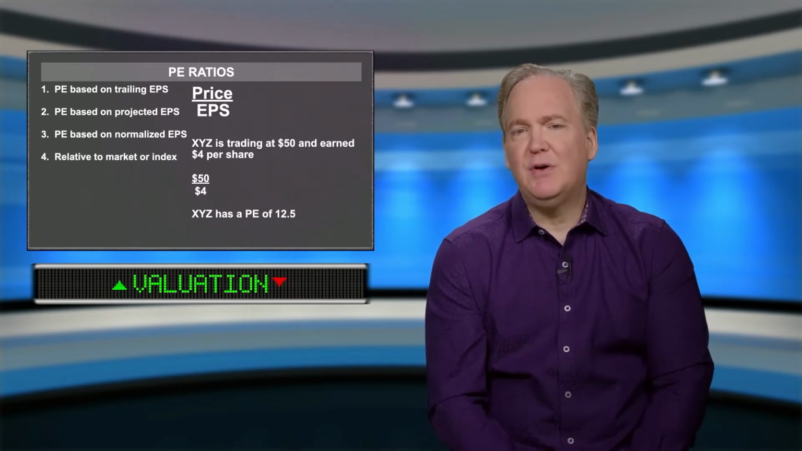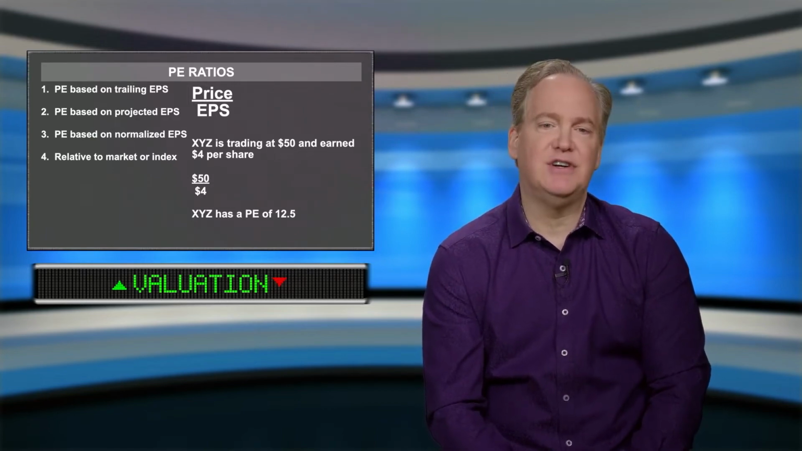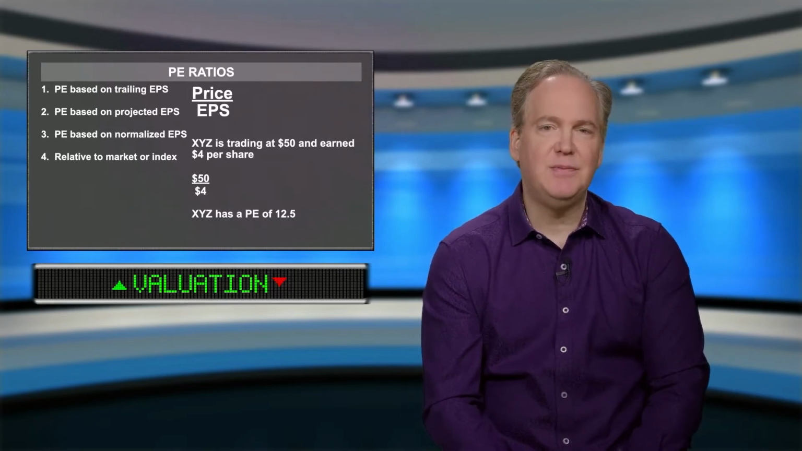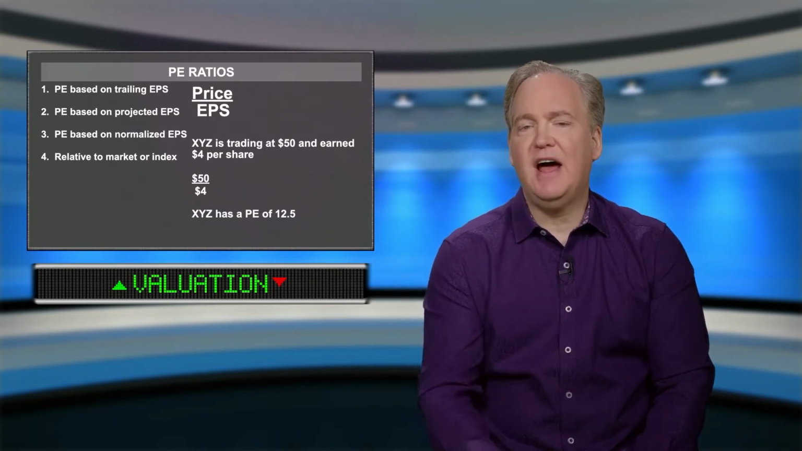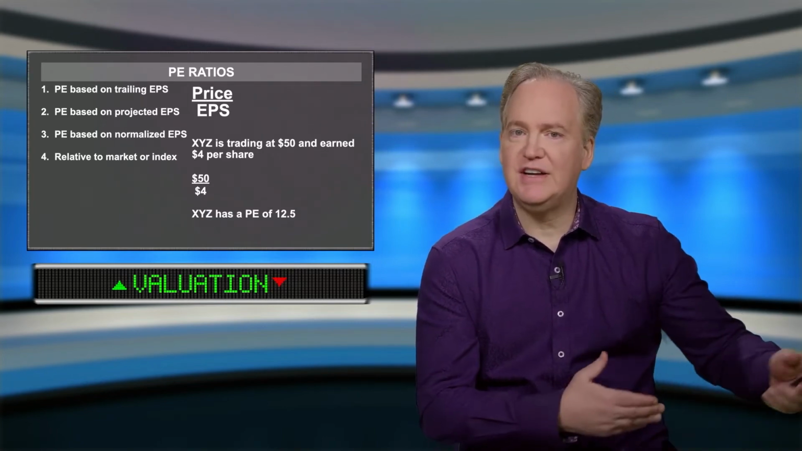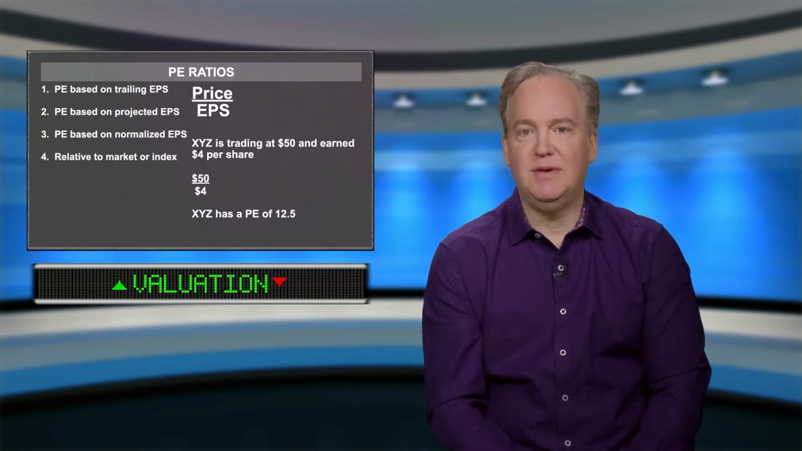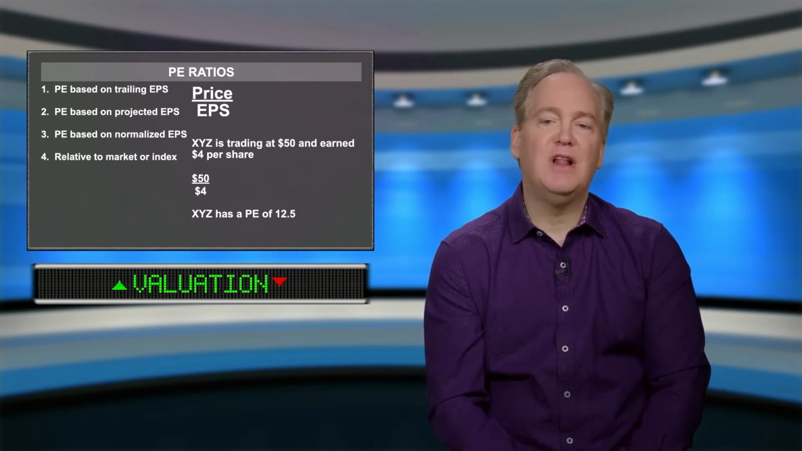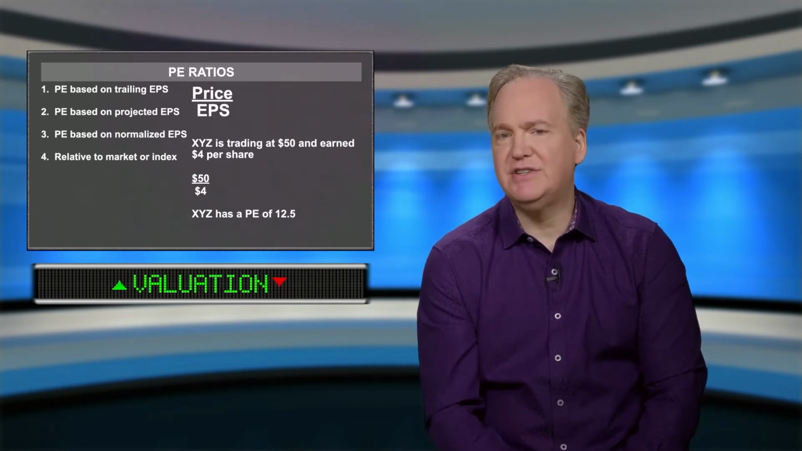But what a lot of people don't know is that there are many different ways to calculate the PE ratio. When someone says the PE of a stock is 14 or 15, for example, it's important to understand which earnings they are using in calculating that PE ratio. They could be using the trailing earnings for the last 12 months. They could be using projected earnings for the next 12 months, or they could be basing that PE ratio on what are known as normalized earnings. And we're going to take a look at each methodology as we move through the PE ratio review.